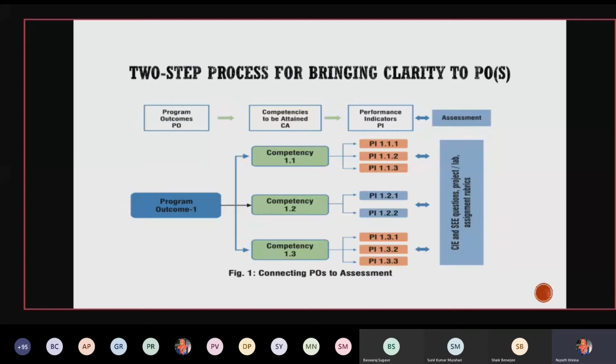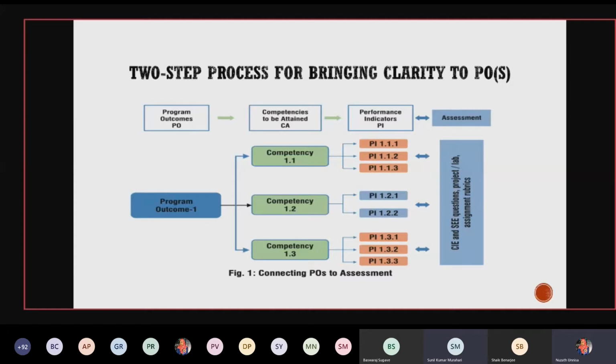So you can't directly map. There are certain steps which are to be followed. And the last part, which is CIE and SEE, attainments, assessment procedures, will be covered by the next speaker in the next session.